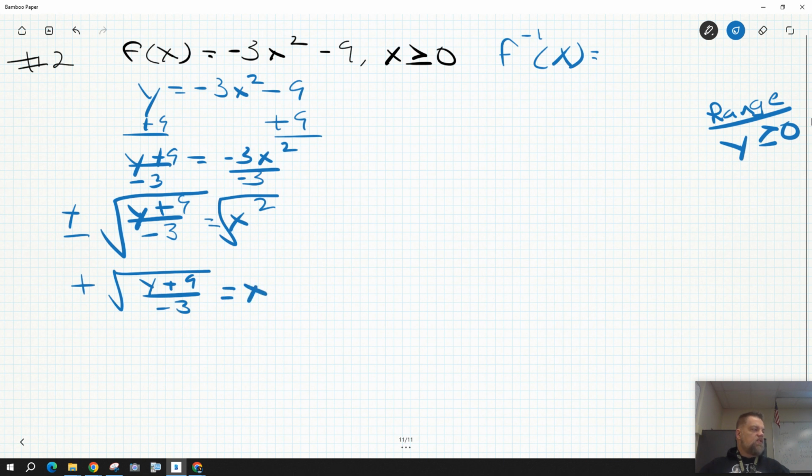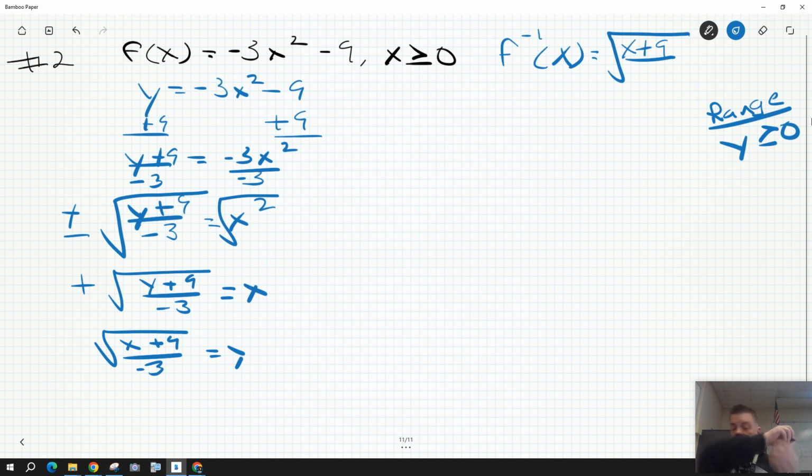Next step, we're going to swap the x and y. So I've got the square root of x plus 9 divided by negative 3, that equals y. So then the inverse would be the square root of x plus 9 all over negative 3.